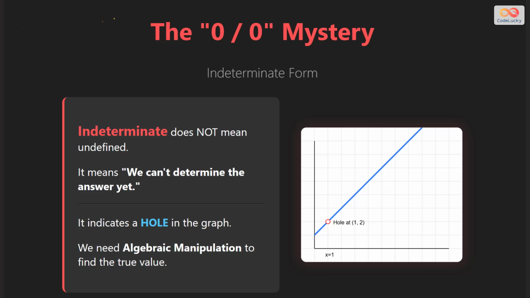So, what does 0 divided by 0 mean? It does not mean the limit is undefined. It is called an indeterminate form. This simply means we cannot determine the answer yet. In terms of the graph, this usually indicates a hole. The function doesn't exist at that single point, but the path leading up to it definitely exists. We just need to do some work to find where that path is pointing.